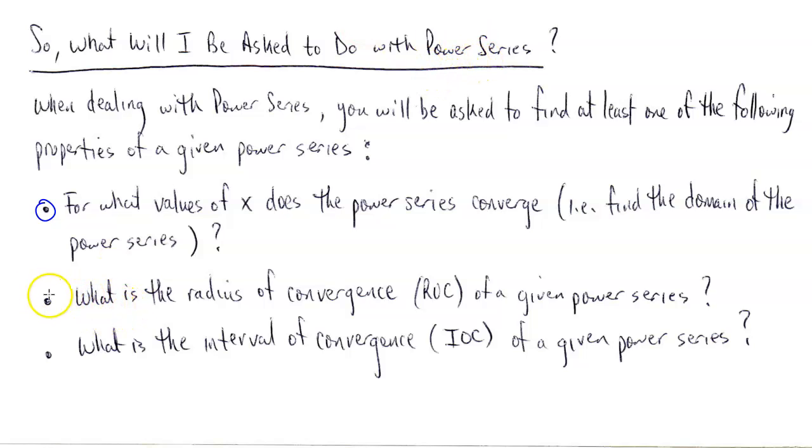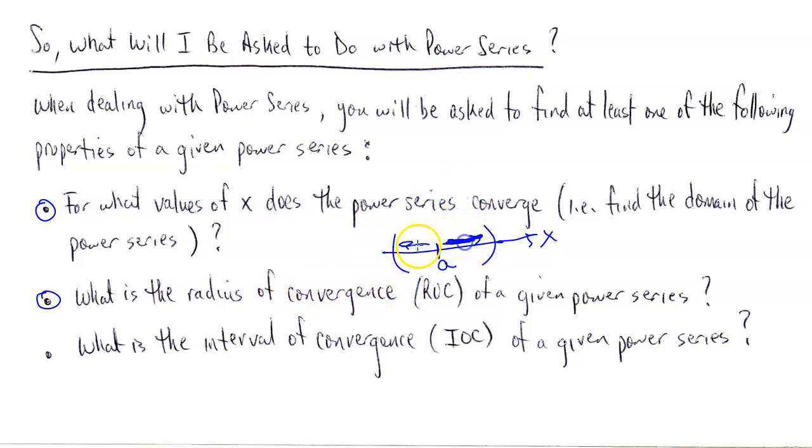Now, the next thing is what is going to be the radius of convergence of that given power series. If we have our power series centered about some value x equals a here, then we want to know how far we can go to the right and how far we can go to the left to find x values that, when we plug them into our power series, give us a corresponding infinite series that converges.